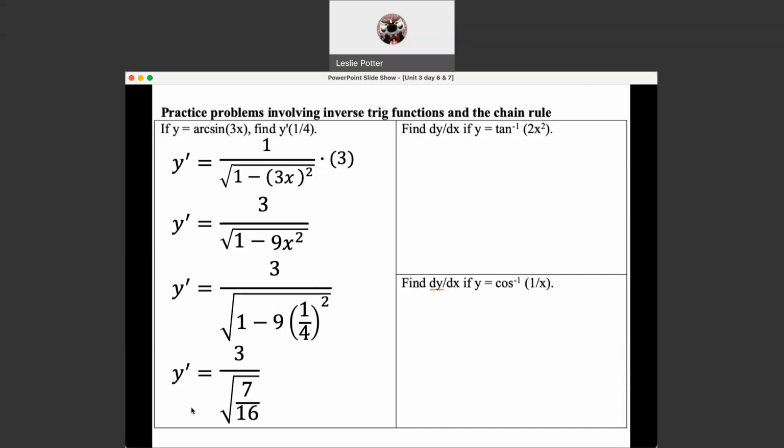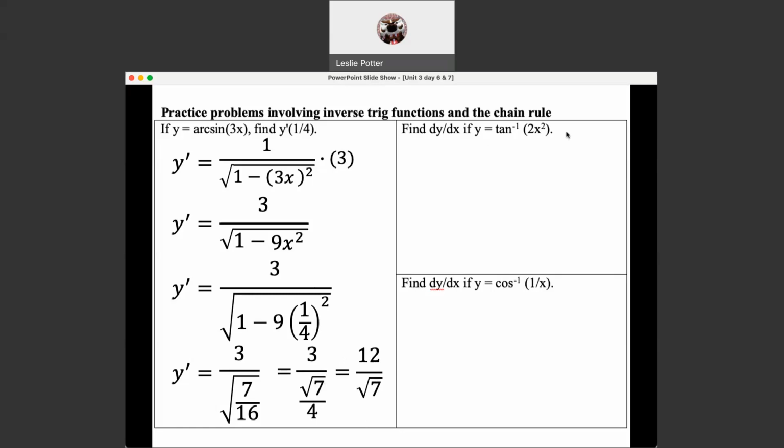16 is a perfect square. Let's see if I can simplify this even more. Yep, I can. I call that 4, and I put the square root just around the 7. But this I can really take the reciprocal and multiply. So that brings the 4 up top, times 3 is 12, and the root 7 is in the bottom. So this is how you see the answer on a multiple choice.